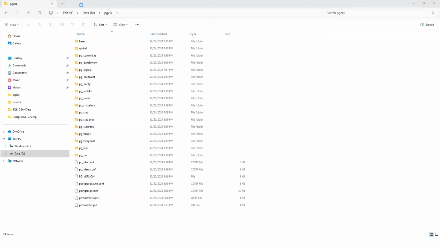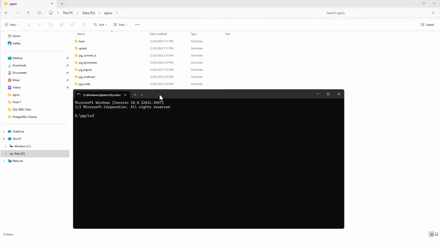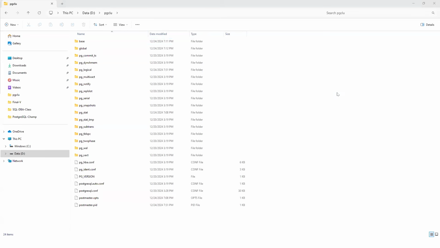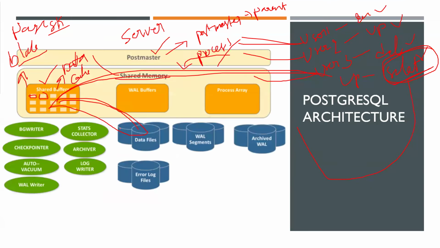It is a Postgres engine. Without that engine running, how can you authenticate to the database? How can you access, read, insert, or perform anything? Nothing, right?